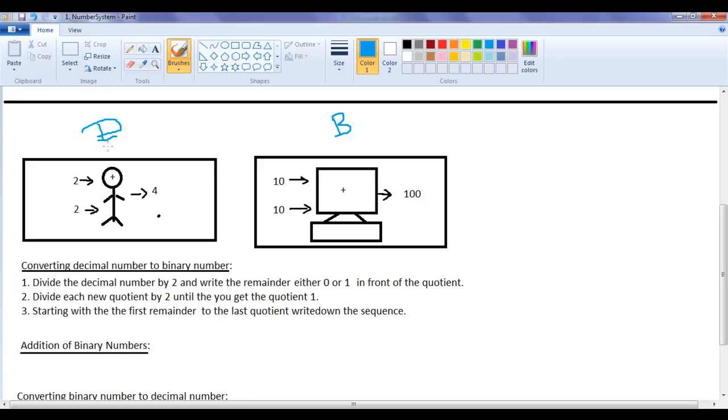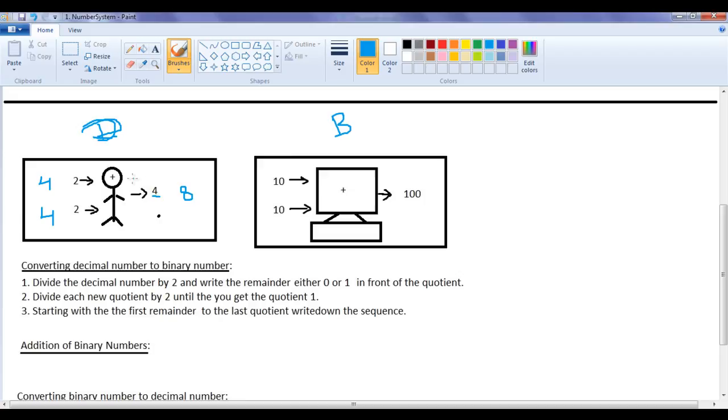If anybody says, what is the sum of 2 and 2? I can very easily say 4. What is the sum of 4 and 4? I can very easily say 8. Because in our day-to-day life, we use decimal number system for counting, for calculating. We understand what is 2, what is 4, what is 8. We know how to add these decimal numbers.